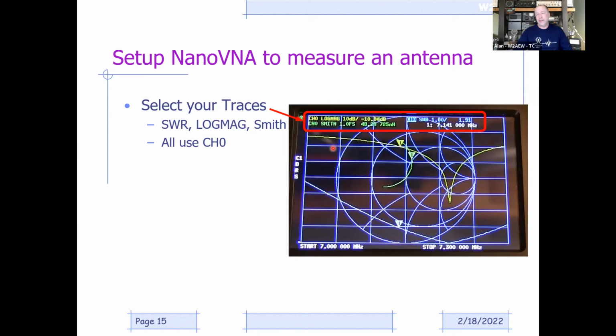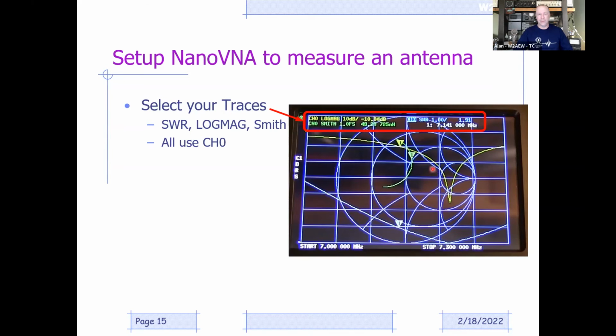I like having that up there because the SWR curve can tend to be a little bit shallow, whereas the log magnitude is a bit more sensitive because of the way it's computed, and more clearly shows you right where that minimum point is. It's a lot easier to see that minimum point here, and sometimes the SWR is a little bit shallow.